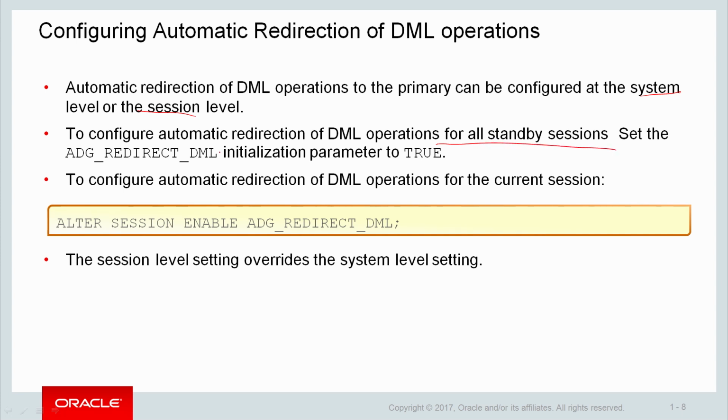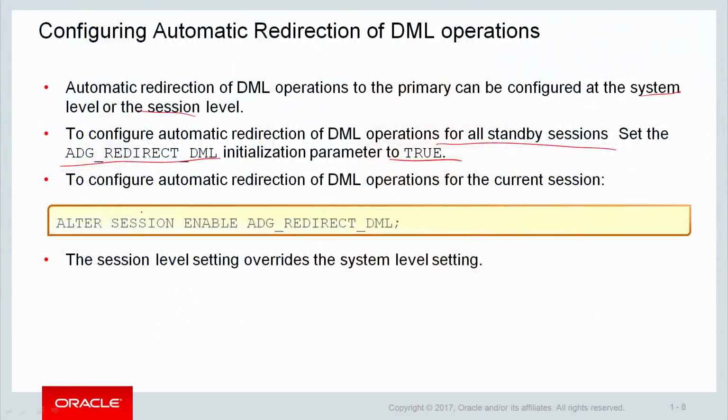And to do this, we have a new initialization parameter called ADG_REDIRECT_DML, so Active Data Guard redirect DML. If that's set to true, then all sessions will have DML operations redirected to the primary and then applied to the standby.